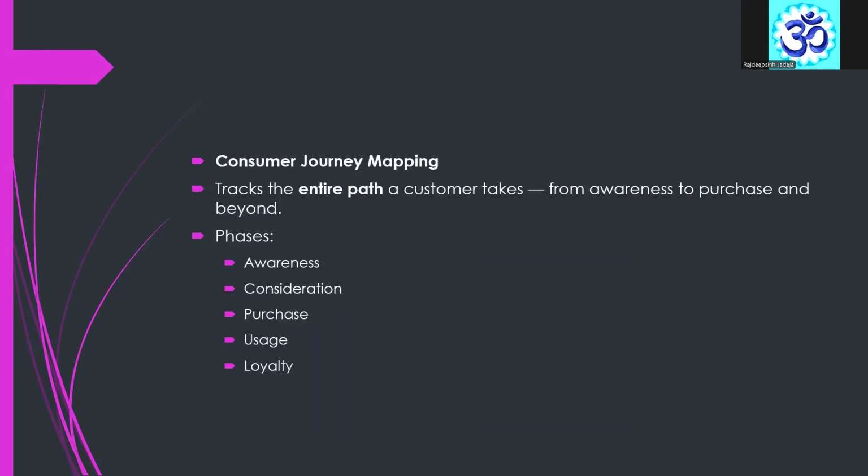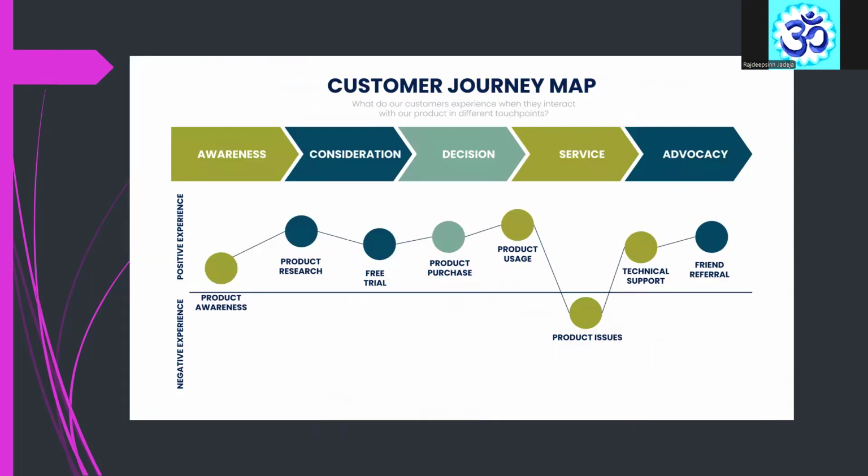Consumer journey mapping tracks the entire path a consumer takes from awareness to purchase and beyond. The phases are: awareness stage, then consideration stage, then purchase stage, then usage stage, and the last one is loyalty. So here is a typical consumer journey map. First is the awareness stage, in which consumers become aware of the product. Then the second one is the consideration stage. In this stage, the consumer decides whether or not to buy the product.